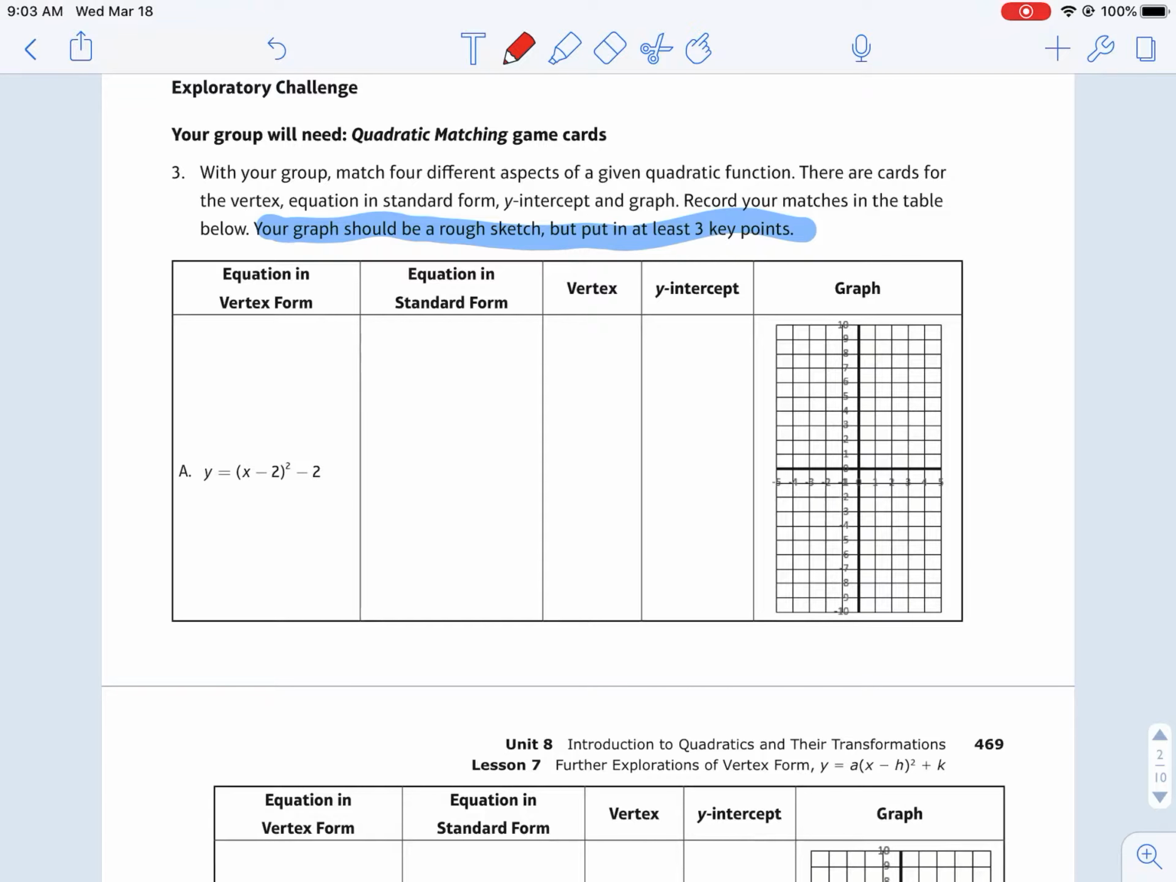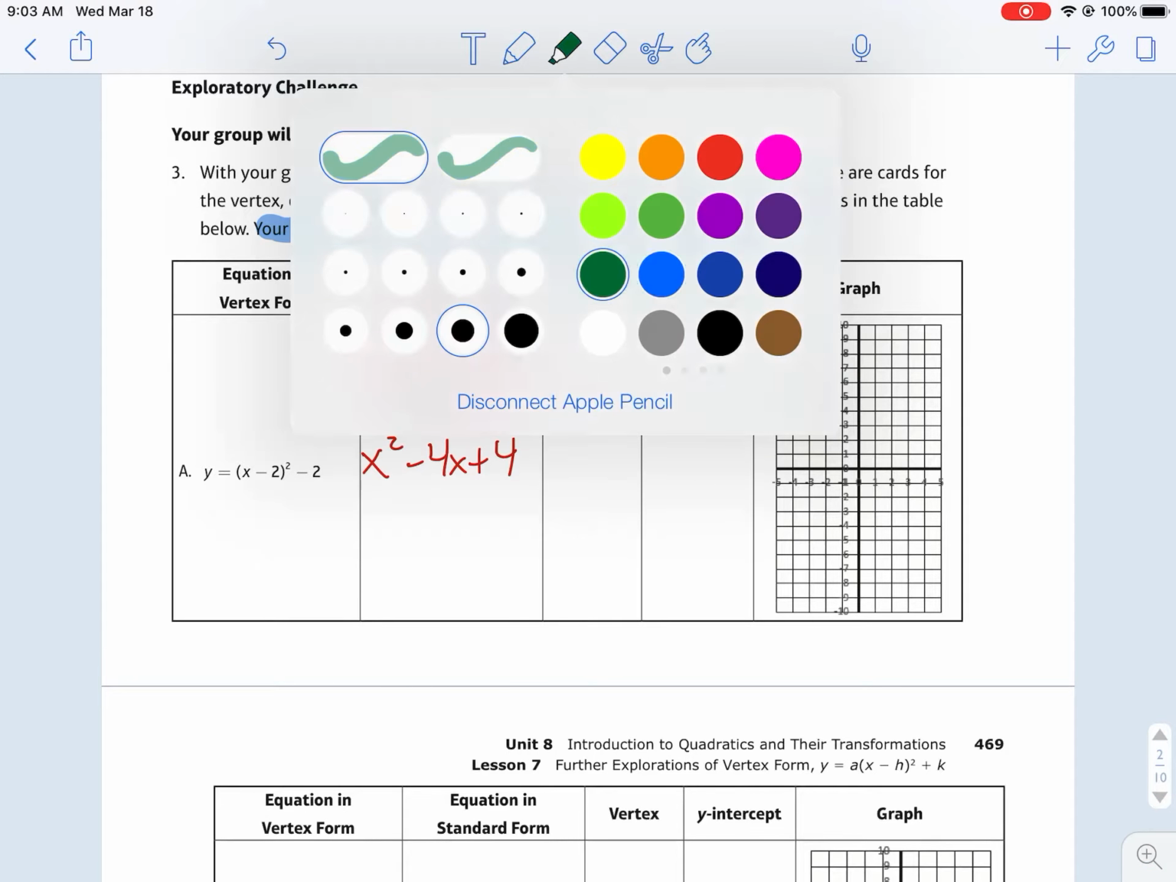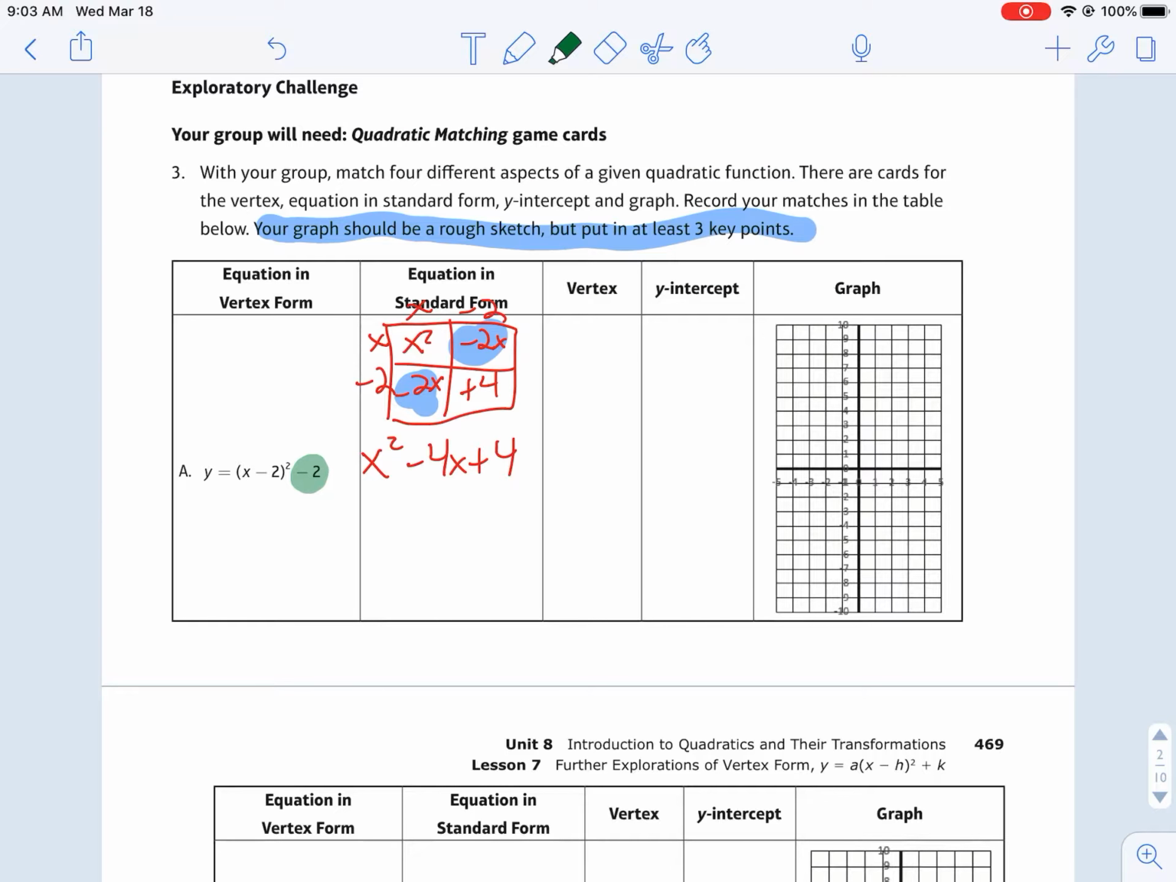So the equation in standard form, in order for us to do that, let's go ahead and do box method. So I have x minus 2, x minus 2, x squared minus 2x minus 2x plus 4. Collecting my like terms, I get x squared minus 4x plus 4. And then let's not forget about this minus 2. So my final standard form is x squared minus 4x plus 2.